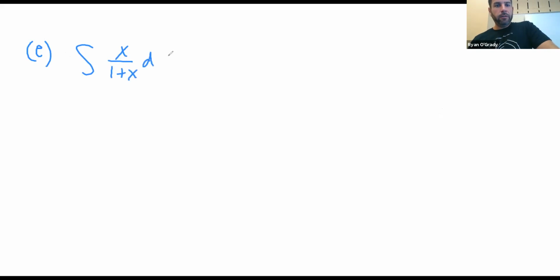E is an interesting one because there are a couple of ways to do it. Let's try to do it two ways: an algebraic way, and then a substitution. They're both really the same, but they seem like two different ways. So this is 1e. The integral we're after is x over 1 plus x dx. Here's my first attempt.